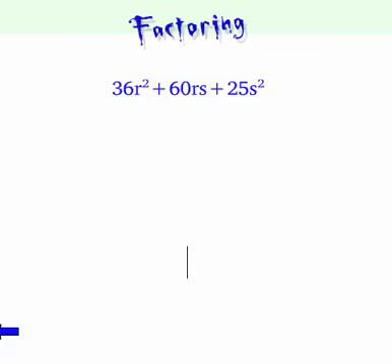We have time for one more. What's the common factor between 36, 60, and 25? I don't think there is one. This is 6 times 6, that's 5 times 5. So it's just a straightforward PST, perfect square trinomial. So 6r plus 5s, all to the power of 2.